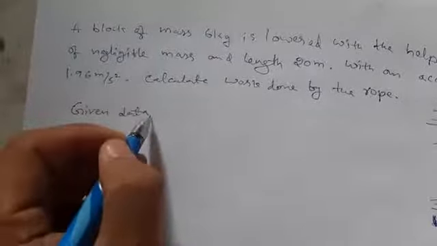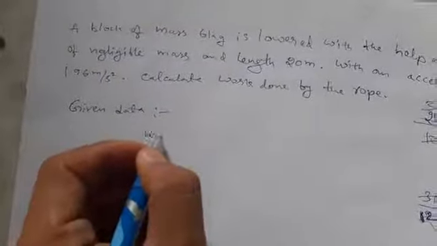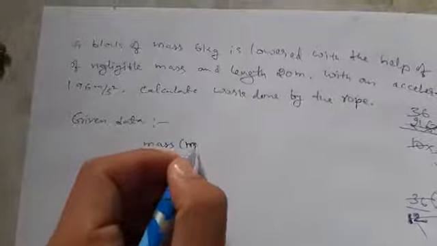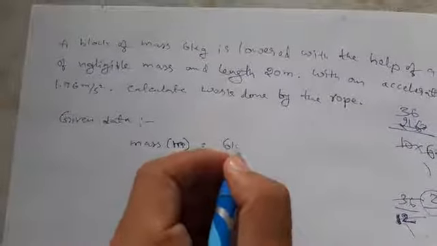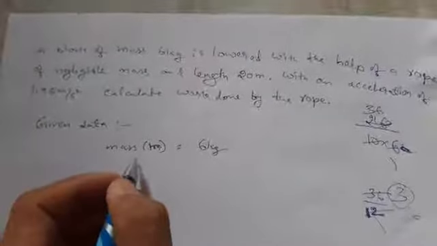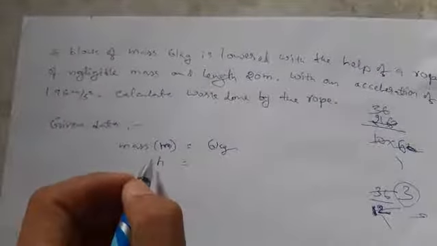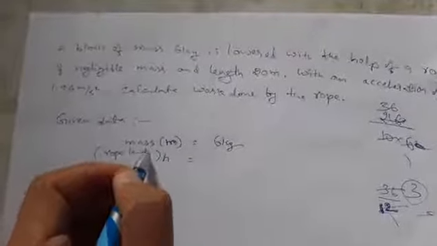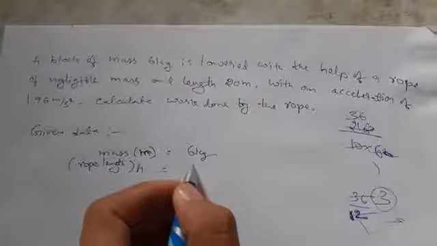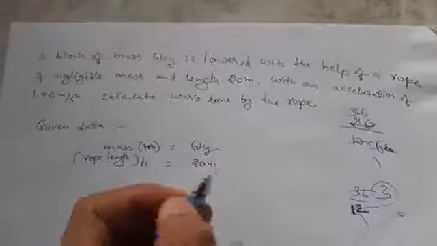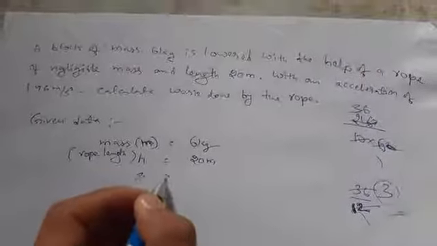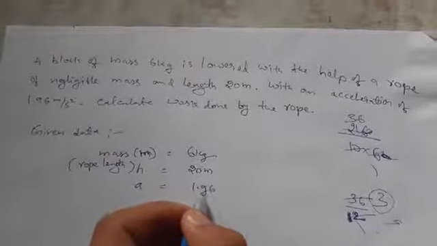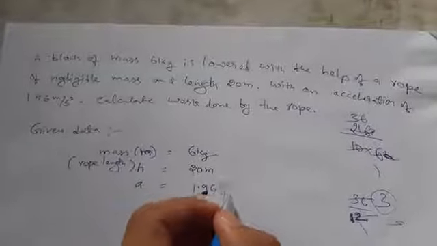Given data: mass m is equal to 6 kg, height, rope length is equal to 20 meters, acceleration 1.96 meter per second square.